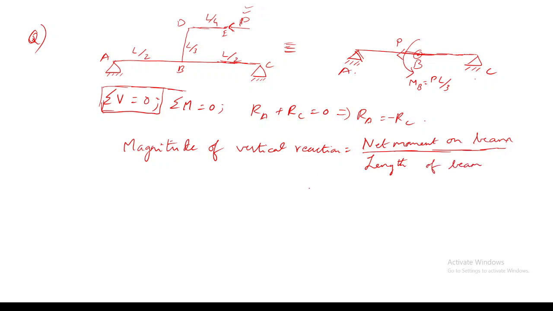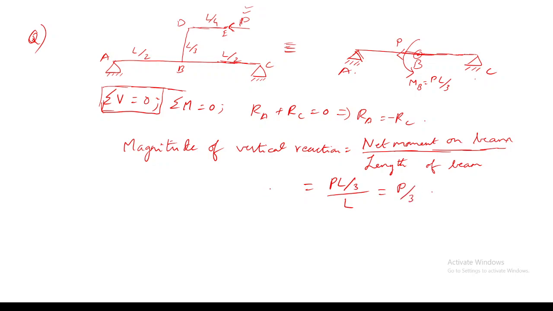So here, what is the net moment on the beam? It is actually PL by 3, right? Yes, sir. And the total length of the beam is L. So the magnitude of the reaction will be P by 3.